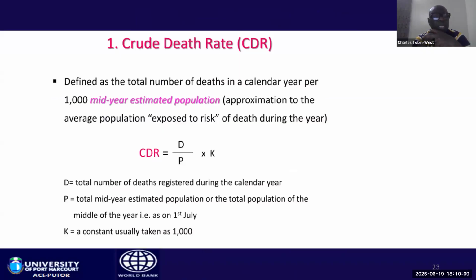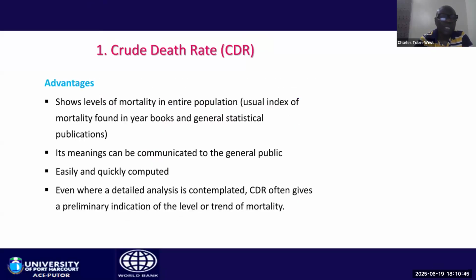So crude death rate is defined as the total number of deaths in a calendar year per 1,000 mid-year estimated population, approximately the average population exposed to risk of death during the year. Okay. The total number of deaths registered over P, which is your mid-year population. We talked about this mid-year, 1st July, and the constant, right? The constant, either 1,000 or more. Okay, so advantages, we use crude death rate for the level of mortality in the entire population, usually an index of mortality found in our general statistics.